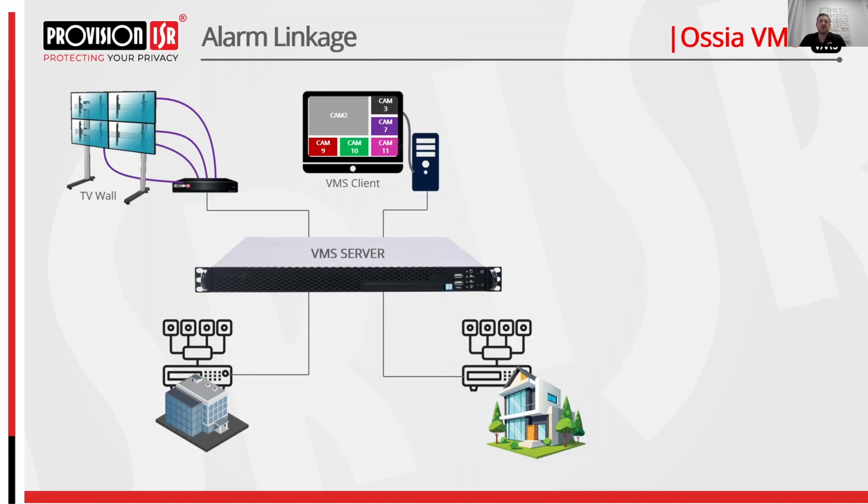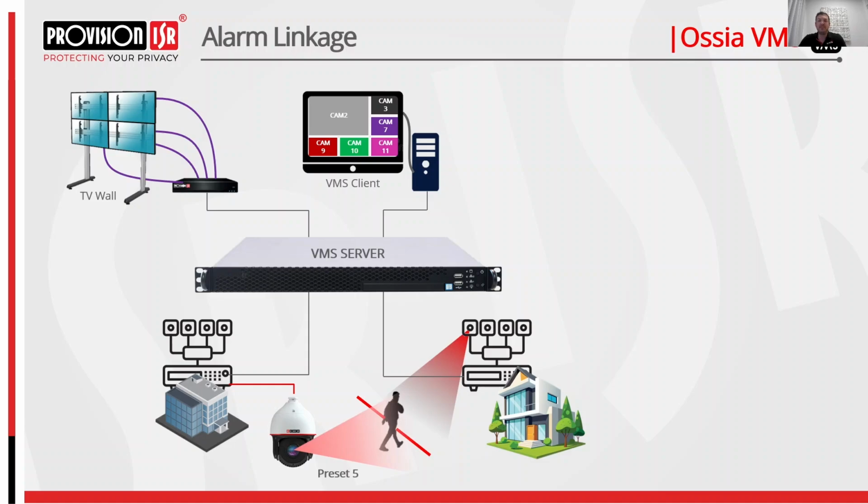I would like you to picture this setup. Below the management server, you have your NVRs and your cameras, which are typically deployed on a site. Above the management server is your VMS client and TV wall, which is typically monitored and operated by controllers responding to events. In response to any event from any device connected to the VMS, you can trigger the following.